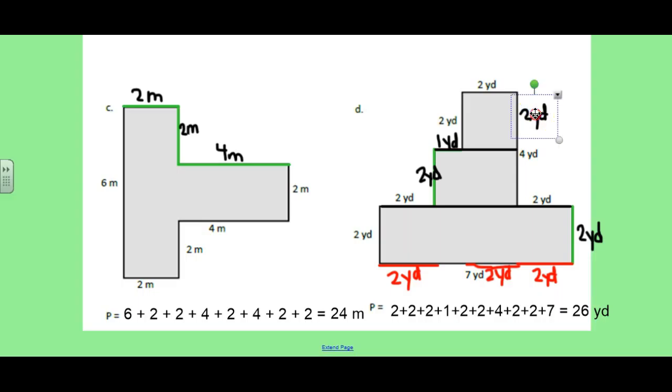This 2 yards we did not have to add in there. I'm going to cut it out because this whole thing right here was 4 yards, and that was just the 2 yards I put to help me find this other side length right here. So you really had 1, 2, 3, 4, 5, 6, 7, 8, 9, 10 different side lengths that you are adding together, which is all shown right here. Whenever you add all of those together, you should get 26 yards as the perimeter for this shape.